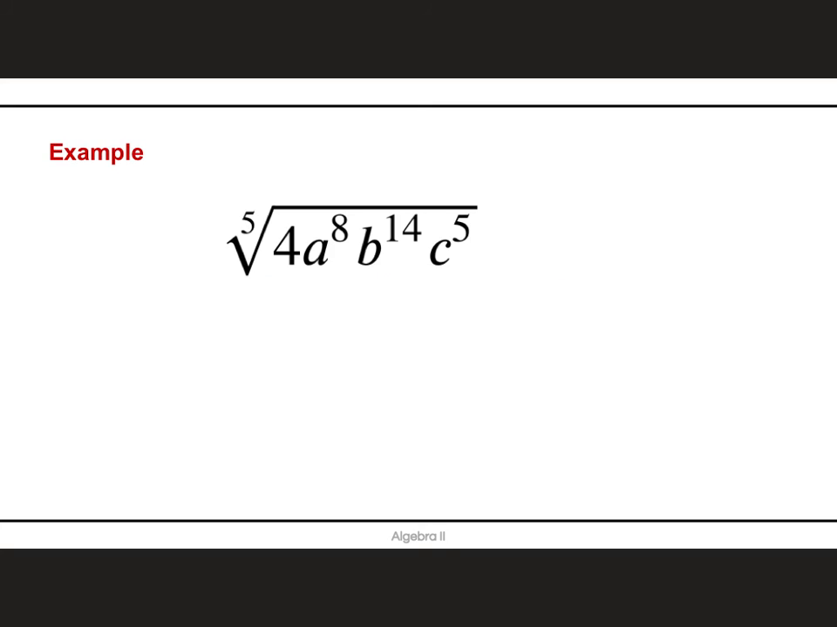And then our last example, the 5th root of 4a to the 8th, b to the 14th, c to the 5th. And this one is a little bit different, so we're going to take our time, okay? So first we have the 5th root of 4, and then the 5th root of a to the 8th, b to the 14th, and c to the 5th, okay? So we're going to start with the 5th root of 4, where there is no 5th root of 4. So the 5th root of 4 is going to remain in our answer. Okay? Then we're going to look here.